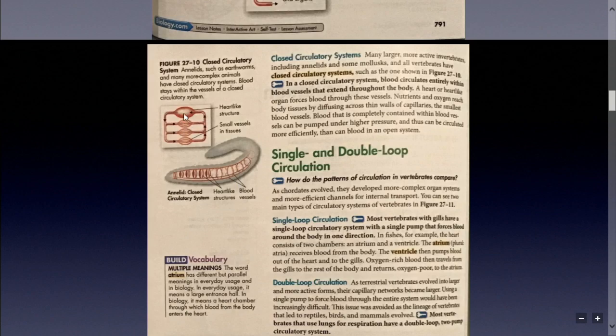Again, the way it works is you have a heart-like structure. I should have just said heart. But in an earthworm or an annelid, the hearts are so small and there are so many of them that they just call them heart-like structures. It's basically just a muscular pump, but it doesn't really have any chambers or too much specialty to it. This is going to pump the blood, and the blood is going to stay inside of vessels. Even when it gets to the tissues and the organs, it stays inside of small vessels. We call those small vessels capillaries.